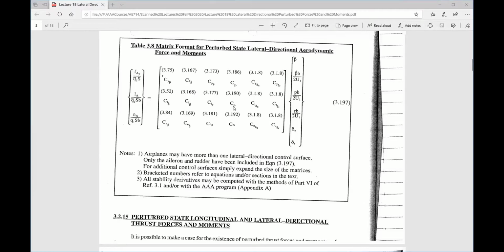So in pitch rate, pretty much it damped just the pitching moment through CMQ. But here, the roll rate can be damped by a yawing rate, and the yawing rate can be damped by a rolling rate. So there's cross coupling, and we'll talk through all of that.